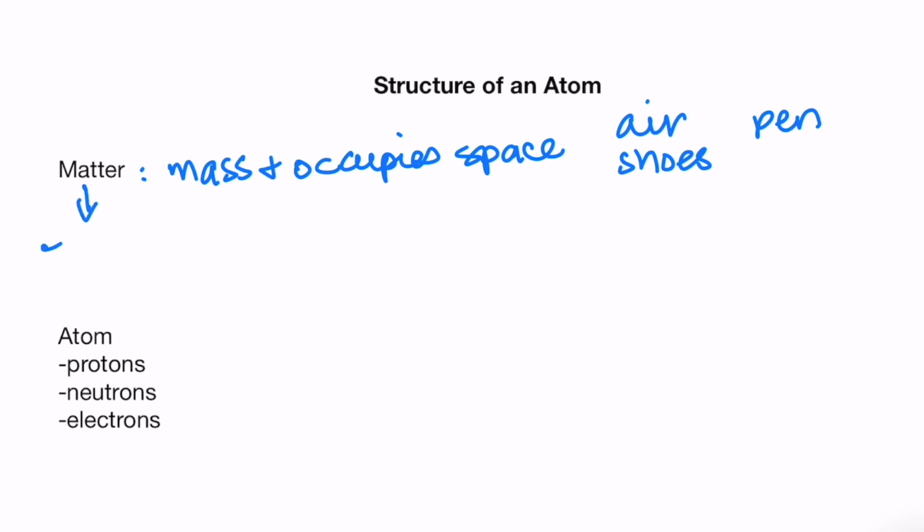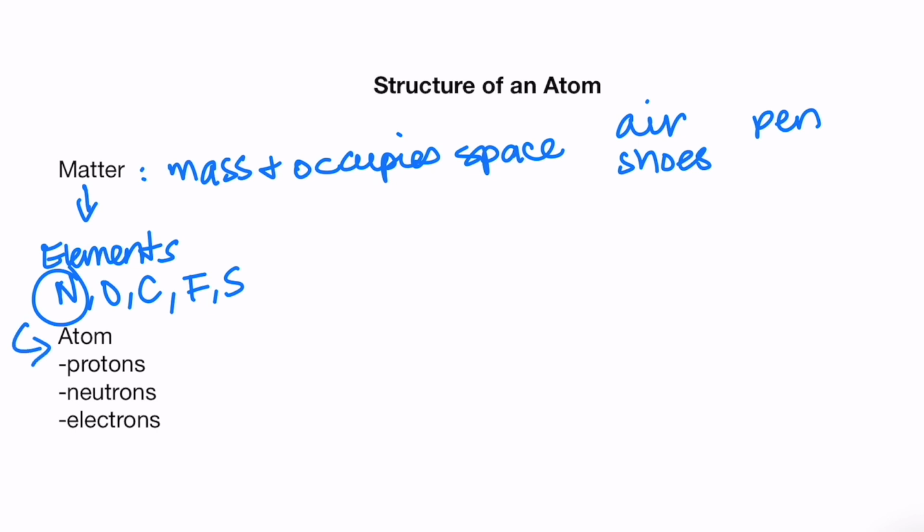Matter is composed of elements. Elements are the stuff that is found in the periodic table. So for example, nitrogen, oxygen, carbon, fluorine, sulfur, etc., all those are elements. If you try and break down an element, let's say you have nitrogen, and you try to break it down to the tiniest piece you can possibly get to, you would get to an atom of nitrogen. Atoms have a particular structure that we're going to talk about next.